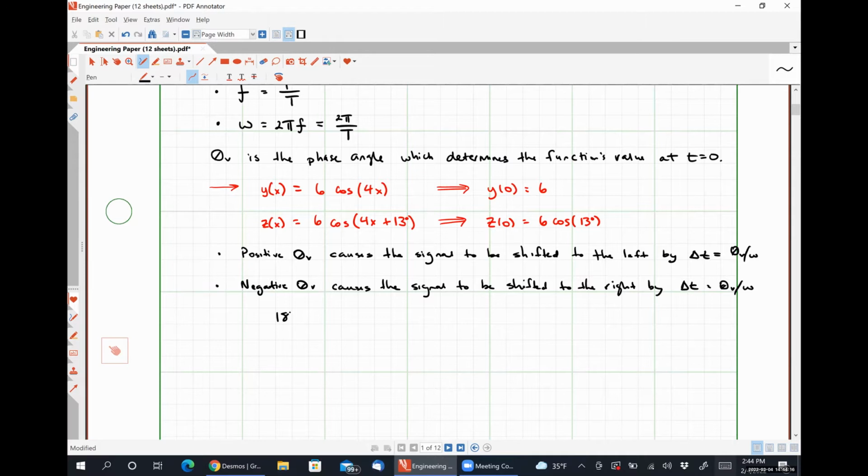There are 180 degrees for every pi radians. So if you want to convert radians to degrees, you multiply by 180 over pi. If you want to convert degrees to radians, you divide by 180 over pi. All right. So anybody have any questions on, I guess, the parts that make up a sinusoid?